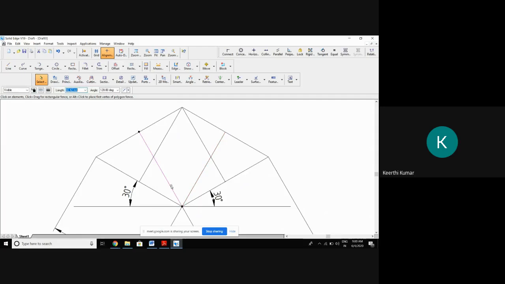Draw the line from here. And again from the same point. From this point, you connect to the opposite edge midpoint. Then again from this point, I started from here, connected to opposite edge midpoint.